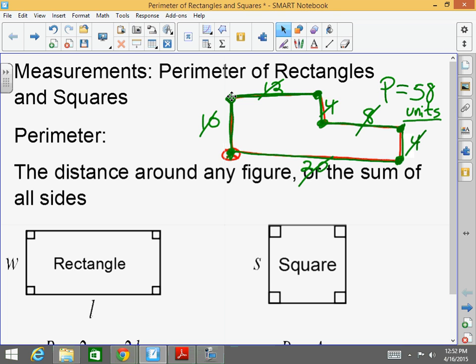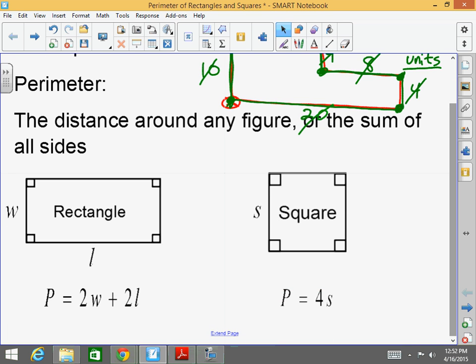In particular today, we're going to learn about a rectangle and a square. A couple things about perimeters, about rectangles and squares. First of all, when you have a rectangle, please know that a rectangle is a four-sided figure where it has a length, or sometimes it's called base, B for base, and a width. This W is width, or sometimes it's called H for height.